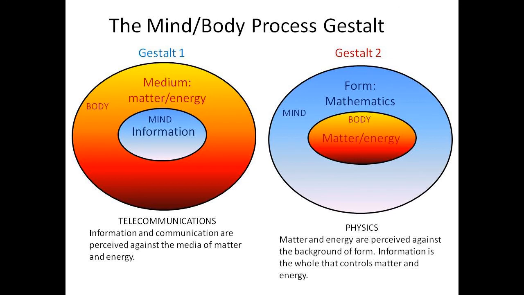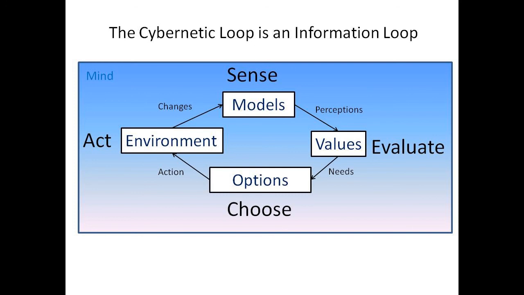Thus, there are two ways of looking at reality. Gestalt 1 is our old friend telecommunications. Information and communication are perceived against the background, the media of matter and energy. Gestalt 2 is our old friend physics. Matter and energy are perceived against the background of form, specifically mathematics. Information is the whole that controls matter and energy. Why is that important? Because a cybernetic control loop is an information process.